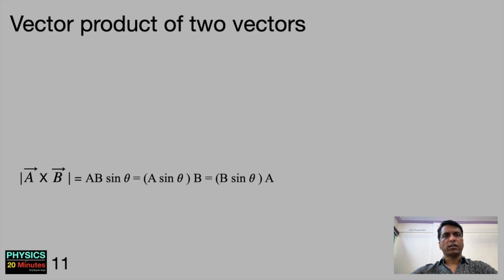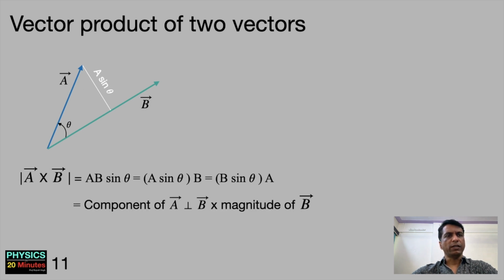So let's try to understand it more. A cross B is given by AB sine theta, which is A sine theta into B, which can also be written as B sine theta into A. If the two vectors are A and B and theta is the angle between them, if I drop a perpendicular from A to B, then side opposite to theta is A sine theta, which is the component of A perpendicular to B. Therefore, the magnitude of A cross B can be given as component of A perpendicular to B into magnitude of B.